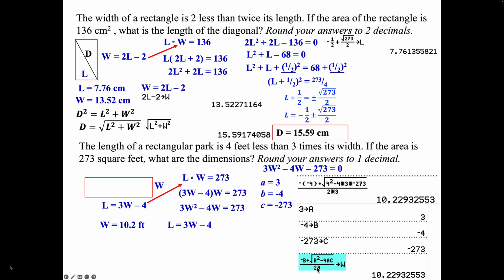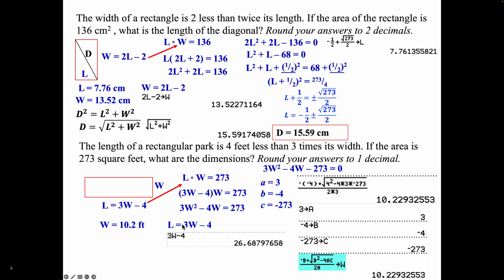And what we're going to do is you literally type in the quadratic formula, negative B with just the plus sign, square root of B squared minus 4AC, all over your 2A, and you store it in for, let's see, what were we finding here? Oh, we were finding W. Yep, store it in for W. Notice you get the exact same number.